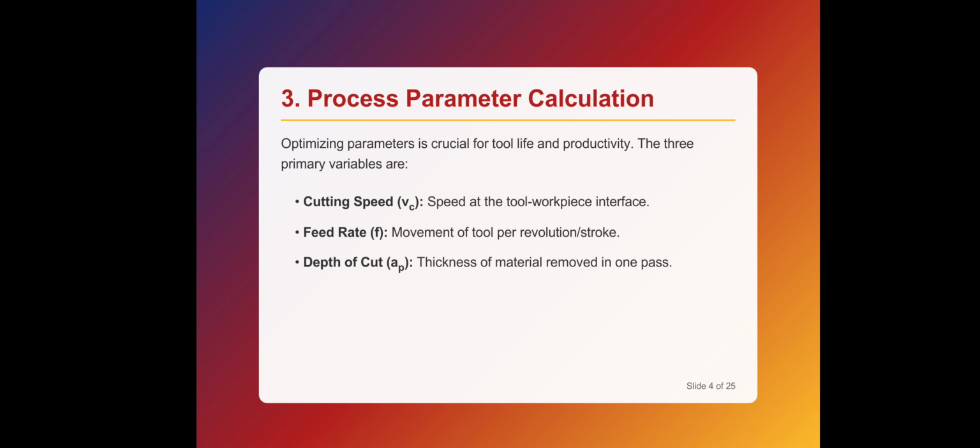At one pass, the material is removed. That means the thickness of the material is removed at one time in the machining process. So we study the process parameter calculation. First one is cutting speed Vc, second is feed rate f, third is depth of cut ap.